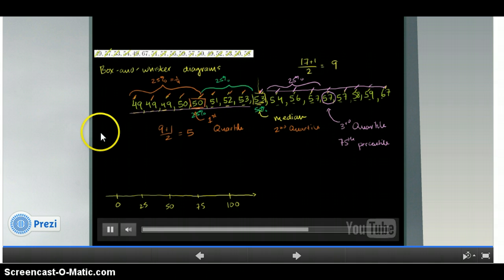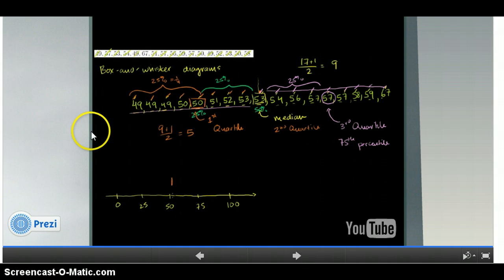So the median is 53. Maybe 53 is sitting right about there, right? That's right about 53. That's our median. Our first quartile is 50. So 50 is right there actually. Our third quartile is 57. So 57 might sit right around here. I might want to scale this a little bit differently. And I'm going to draw a box here. So this right here, that is 53. That right there is 57. And that right there is 50.